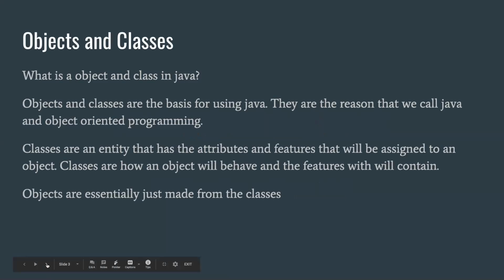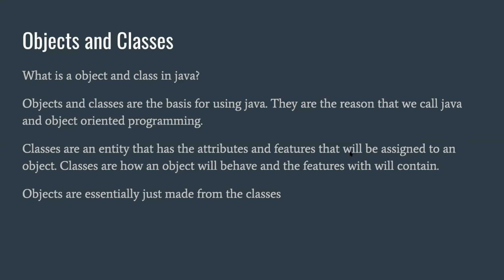Who can tell me what is an object and class? It's like a general understanding of it in Java. Anyone? Ritwik? No? Okay. So an object and class.